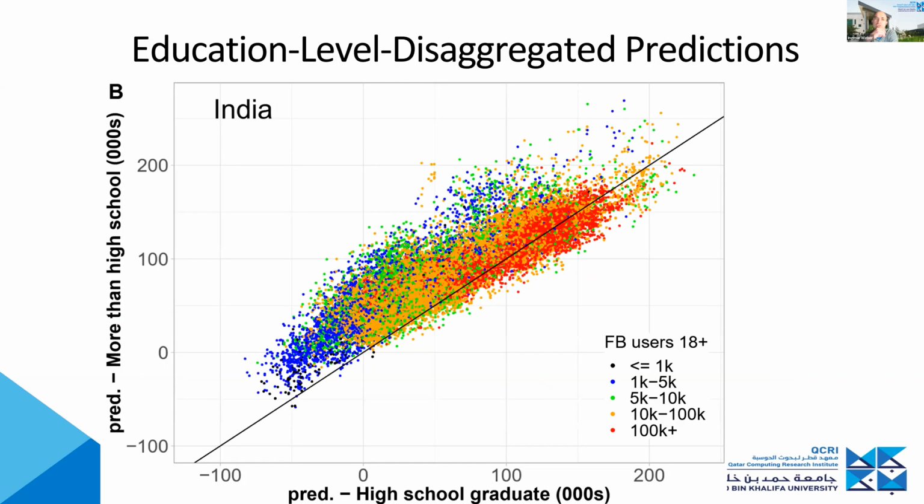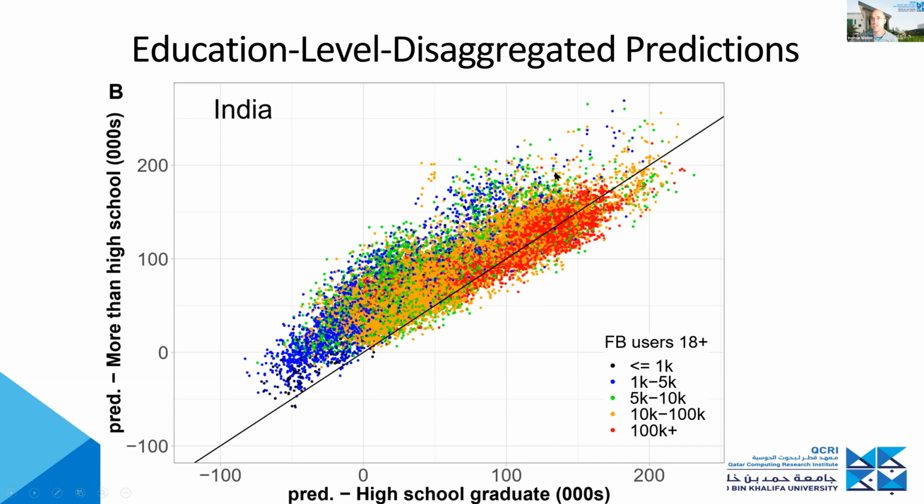Another dimension that's quite interesting is the demographic disaggregation. Here we separately make a prediction for a location only for those Facebook users who have more than a high school degree versus those who don't.